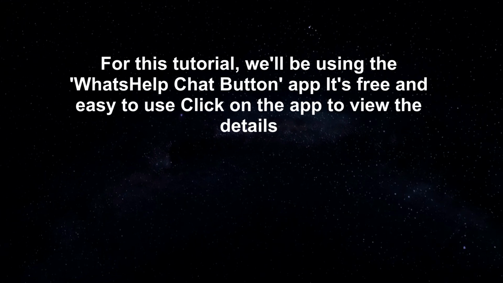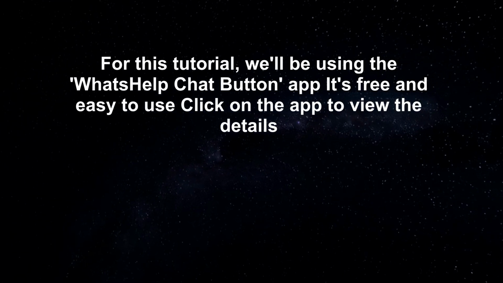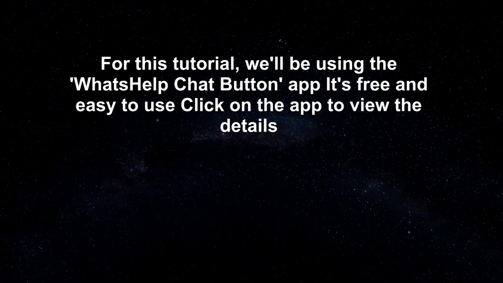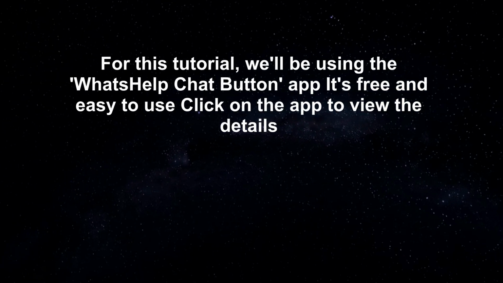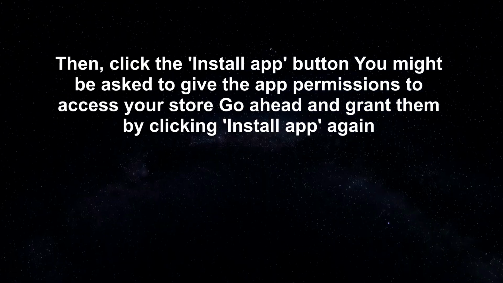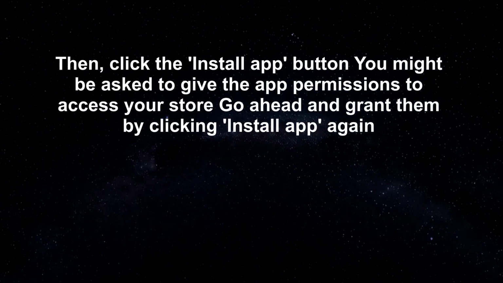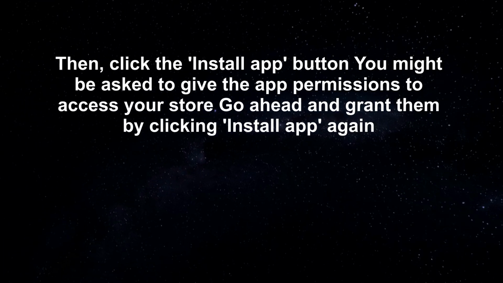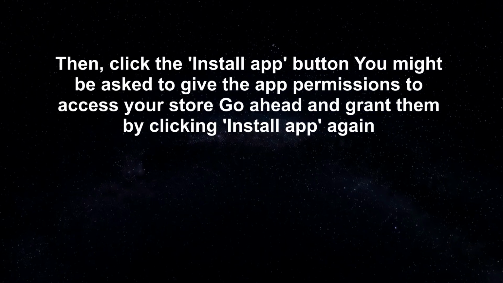For this tutorial, we'll be using the WhatsHelp chat button app. It's free and easy to use. Click on the app to view the details. Then, click the Install App button. You might be asked to give the app permissions to access your store. Go ahead and grant them by clicking Install App again.